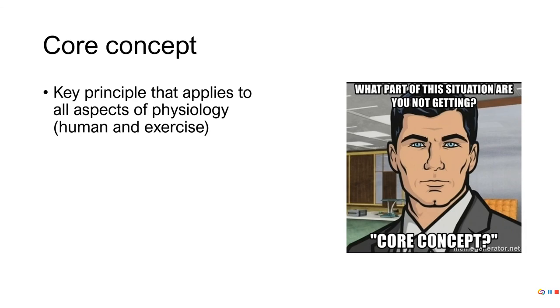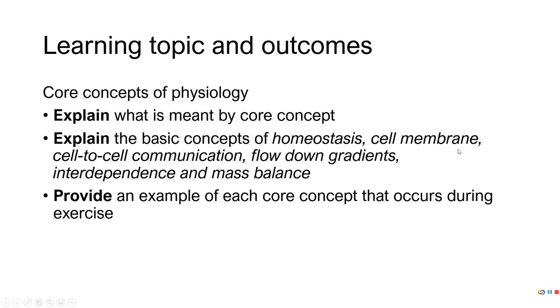In this case, it's a key principle that applies to all aspects of physiology, human and exercise. In the general sense, it's just a key concept, but we're taking this a step further because we're talking about physiology. Another way to look at it is just the big idea. If we go back to this slide, we've got 6 big ideas: homeostasis, cell membrane, cell-to-cell communication, flow down gradients, interdependence, and mass balance.